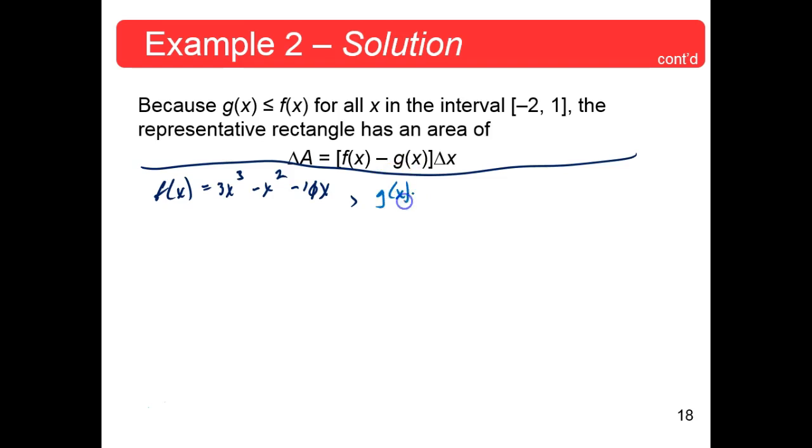G of x is equal to minus x squared plus 2x. Okay. Now, find the area of the region between those graphs. And they say begin by setting those equal to solve for x.